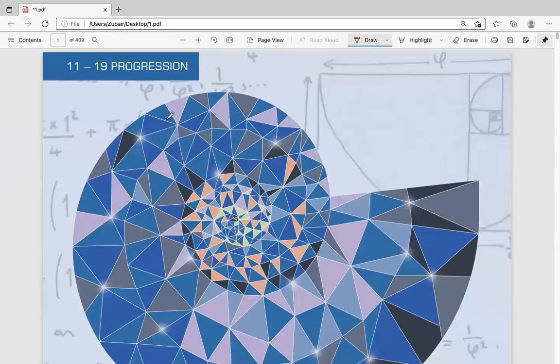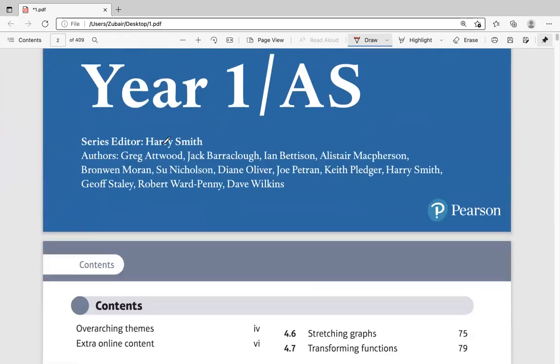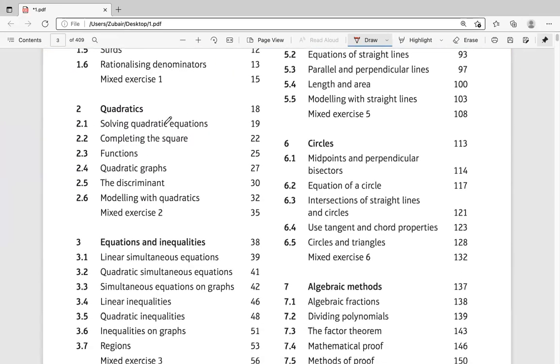Okay, in this topic we had to cover solving quadratic equations with any method. Second part is completing the square. Third part is functions, and what we just solved was functions. Quadratic graphs is the sketching of graphs. The discriminant, you must have all the concepts of discriminant, considering the three cases, and then modeling with the quadratic. This depends on the wording of the question.